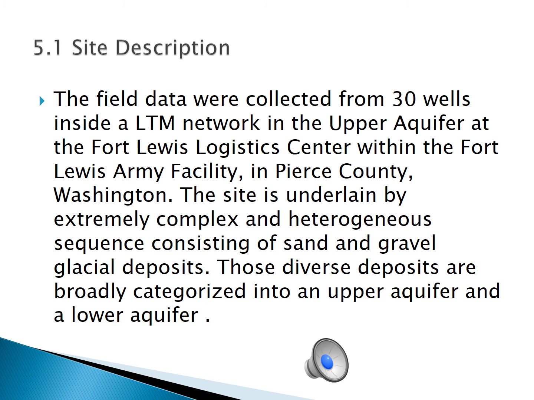Section 1, site description. The field data were collected from 30 wells inside an LTM network in the upper aquifer at Fort Lewis Logistics Center within the Fort Lewis Army facility in Pierce County, Washington. The site is underlain by an extremely complex and heterogeneous sequence consisting of sand and gravel glacial deposits. Those diverse deposits are broadly categorized into an upper aquifer and a lower aquifer.